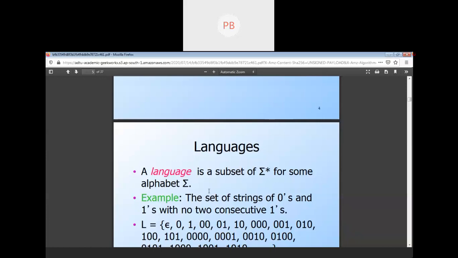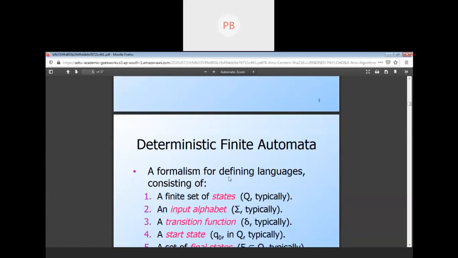Okay, this is all about the introduction to sets and the other basic elements which come under automata. Then the next part is called finite automata, and under finite automata we have to go through the deterministic finite automata first, that is called DFA. Before going to DFA, I just want to make you understand what is finite automata.